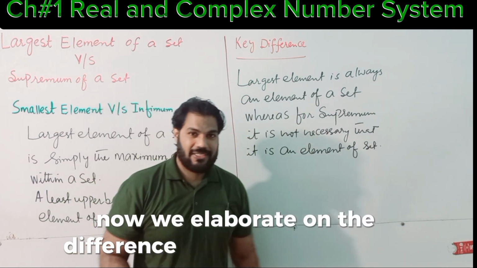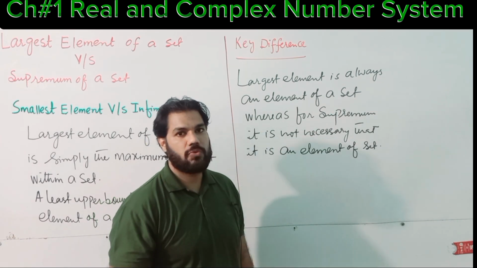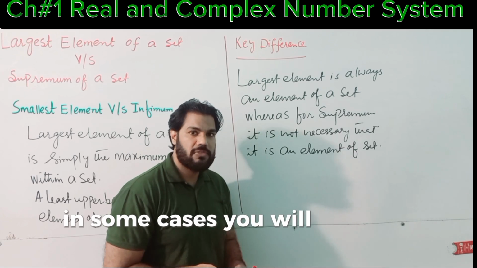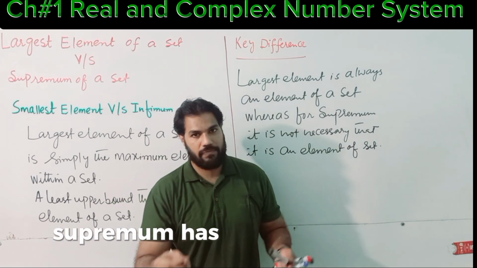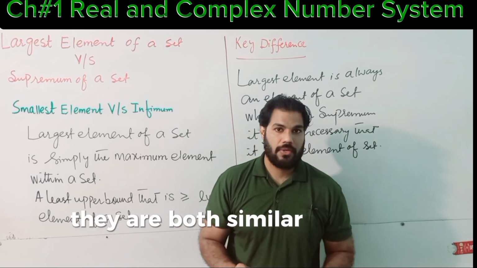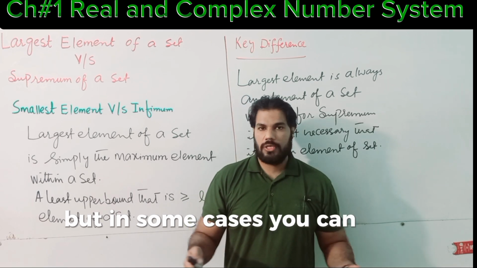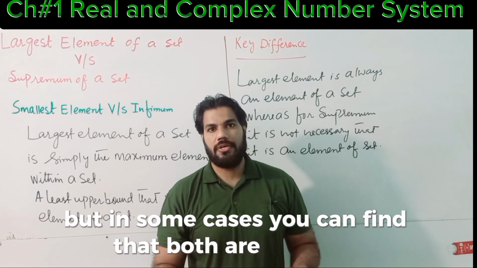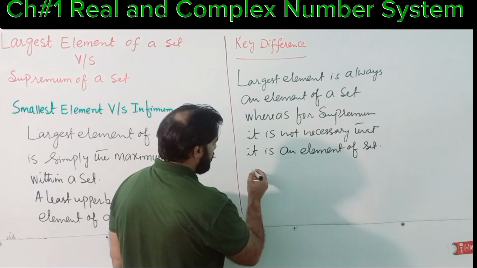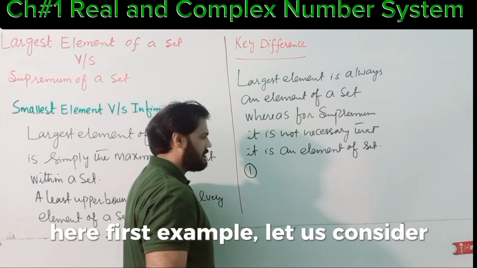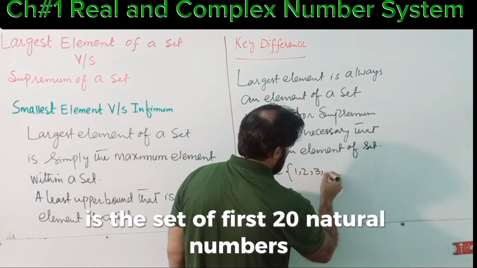Now we elaborate both concepts by a simple example. Let us consider the set of first 20 natural numbers. In some cases, you will see that the largest element and the supremum are the same concept. They are both equal. But in some cases, you can find that both are different. So we elaborate these by examples. In the first example, let us consider E as the set of first 20 natural numbers.